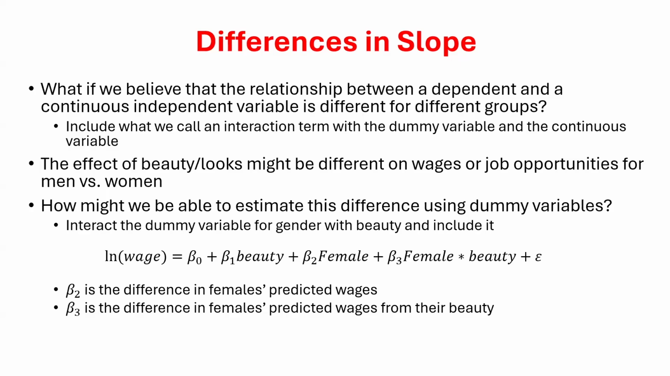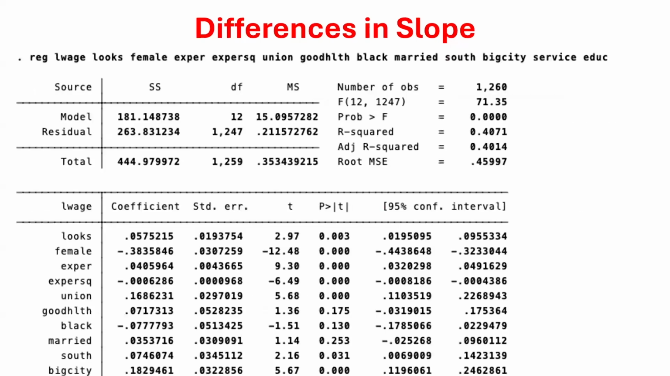Okay. So let's take a look at some regression results and think about what we have here. I cut these off, there's a bunch of other controls. But if I'm looking here and I don't include the interaction term, so this beauty variable is called looks in the data set, it looks like the average effect of being female is pretty significantly negative.